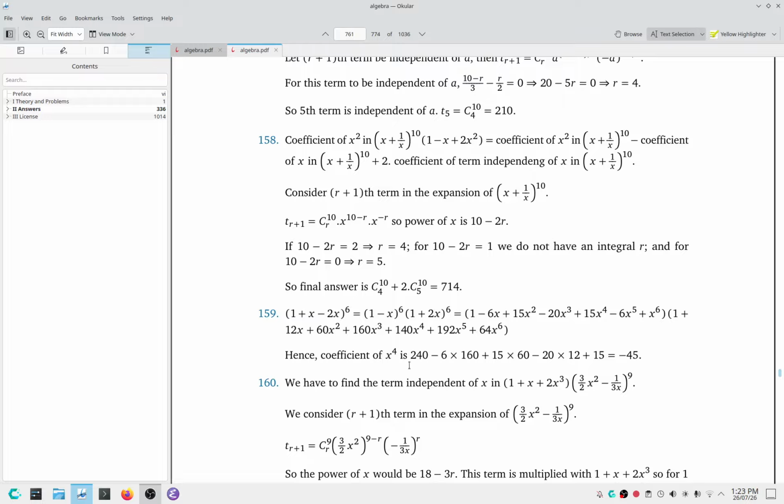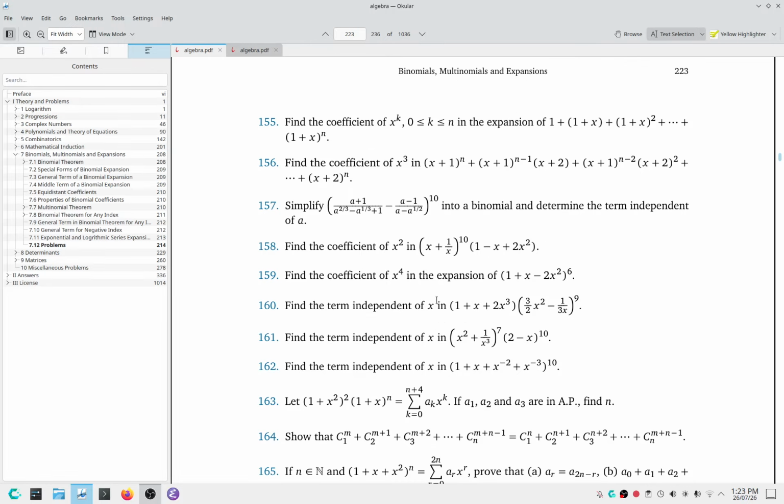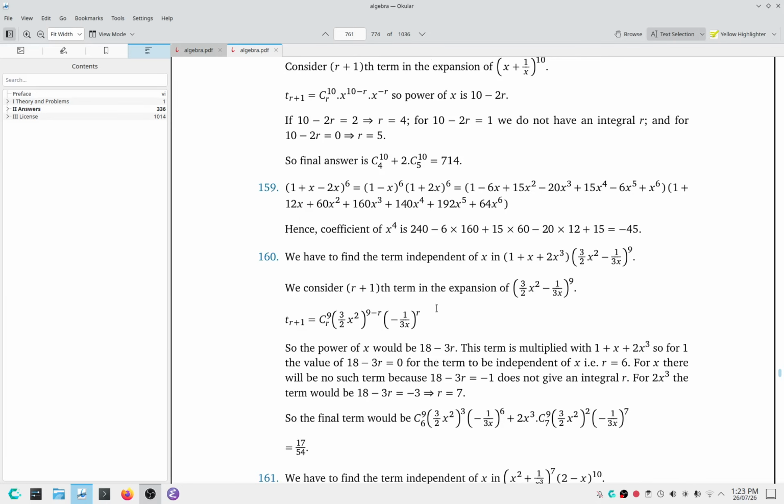So the coefficient of x to the power 4 is 240 minus 6 times 160 plus 15 times 60 minus 20 times 12 plus 15, which is equal to minus 45. Question 160 says, find the term independent of x in (1 plus x plus 2x cubed) times (3 upon 2x squared minus 1 upon 3x) to the power 9. So we have to find the term independent of x in this given expression.